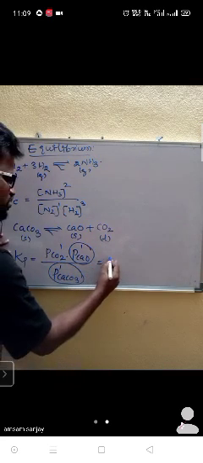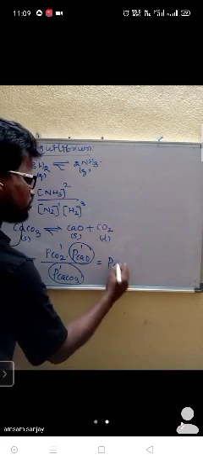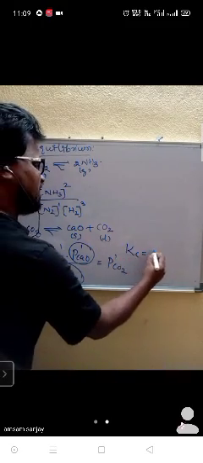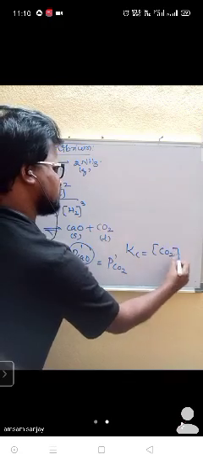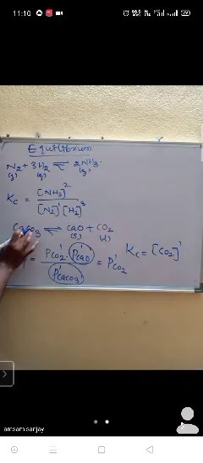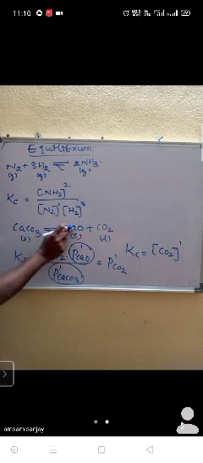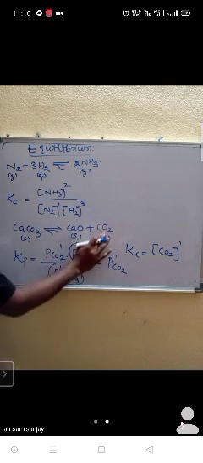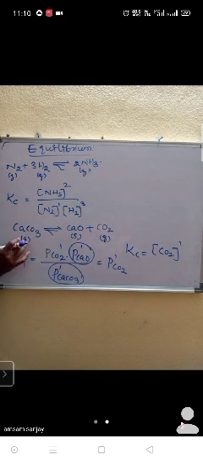Kp is equal to just PCO2 to the power of 1. Or even Kc, if I want to write, I can write just the concentration of CO2 to the power of 1. I won't write this, I won't write this. There is a reason for that. Here I wrote everything, there is a reason. Why am I not writing them? Simply, I am neglecting the solids when I am writing the equilibrium constant. Why, I will tell you.